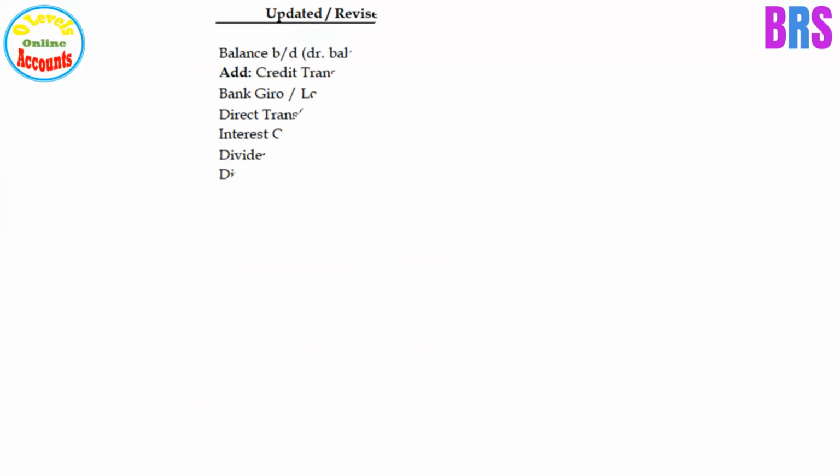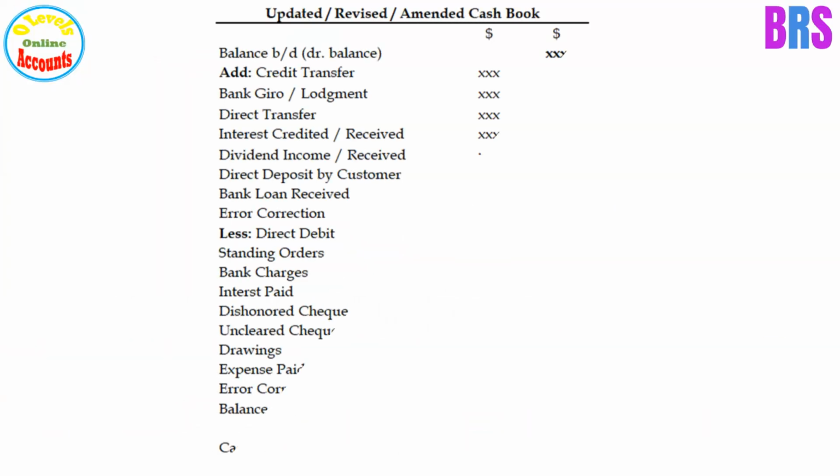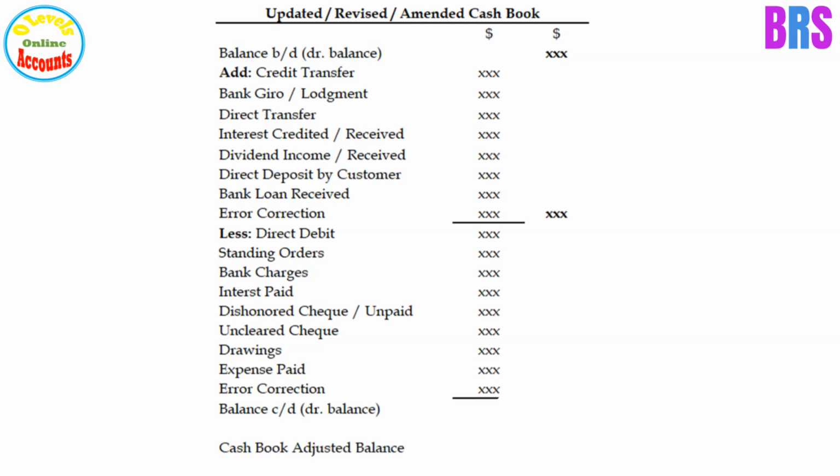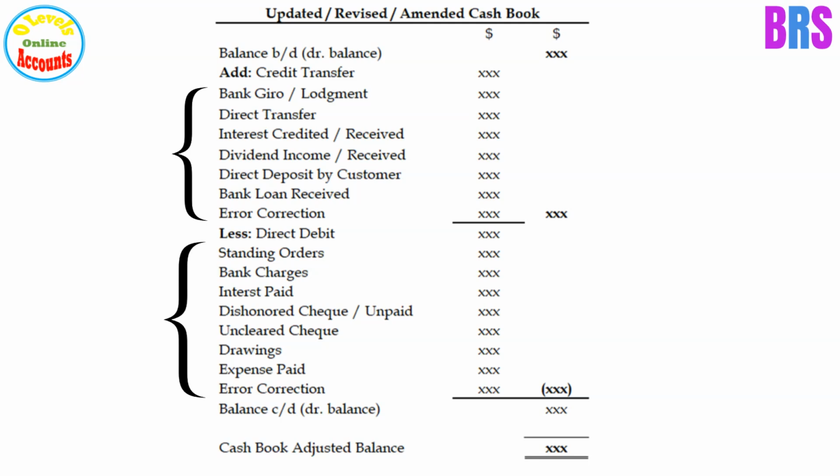This is the vertical style format for the amended cash book. Sometimes the examiner asks to attempt the question with this style. We can see that all debit side items are added to the opening balance of the cash book, bank, column and all credit side items are deducted from it. Finally, we get the closing balance too, as per the T account format in the previous slide.